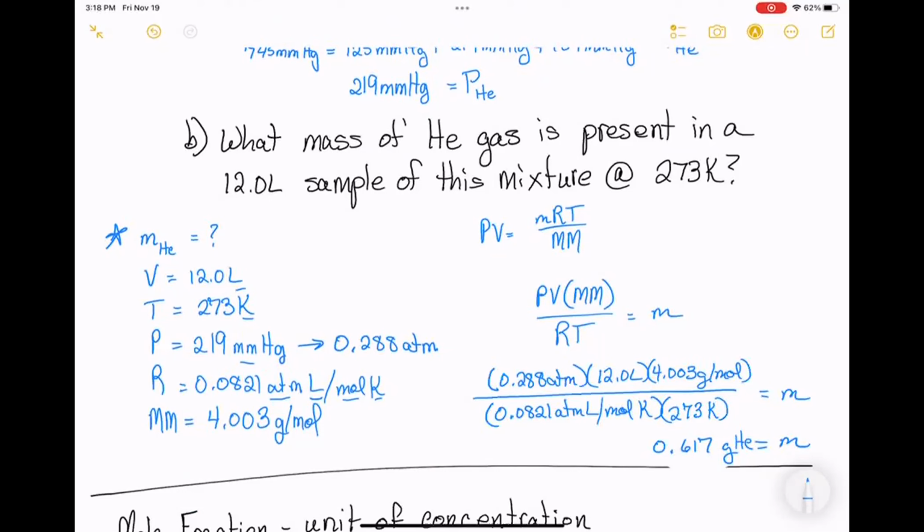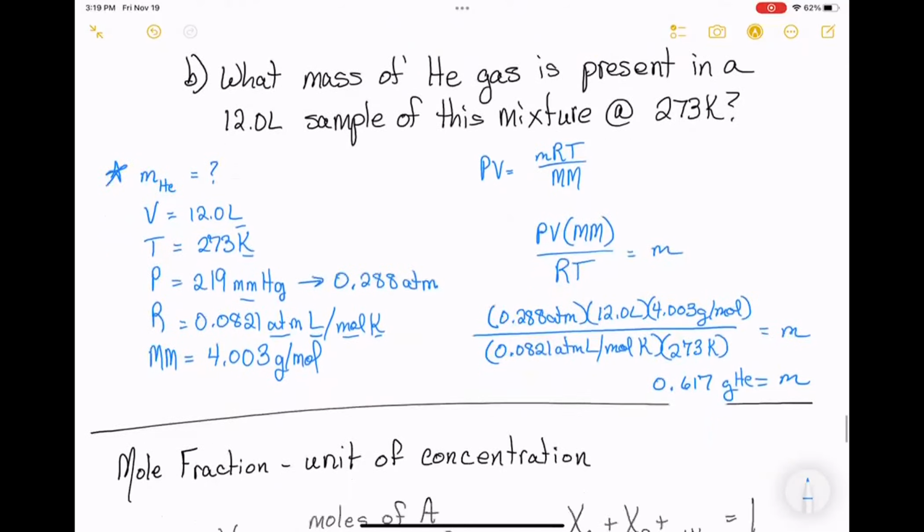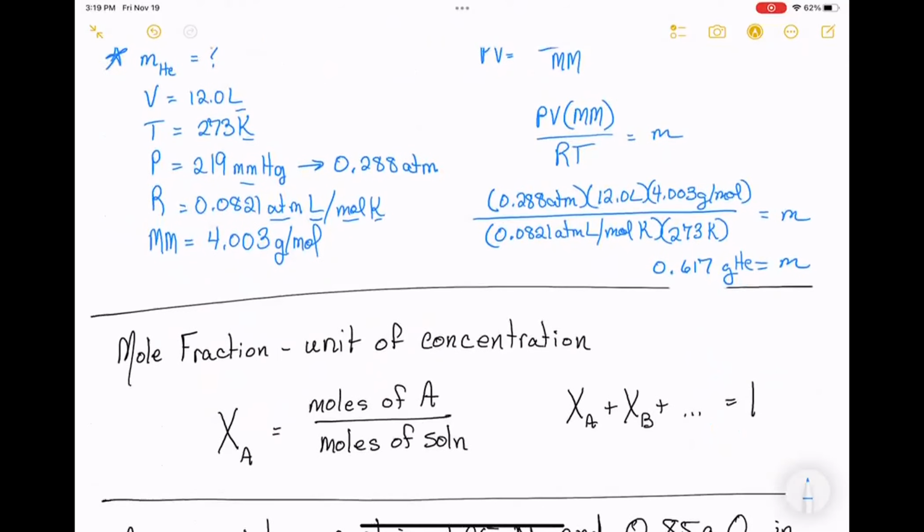There is one more thing to discuss today, and that is based off of Dalton's law of partial pressures. If you'll recall, I said that the total number of moles is equal to the moles of A plus the moles of B plus the moles of C, and so on and so forth. That concept can lead to what is known as a mole fraction.